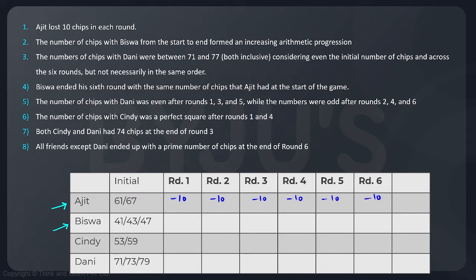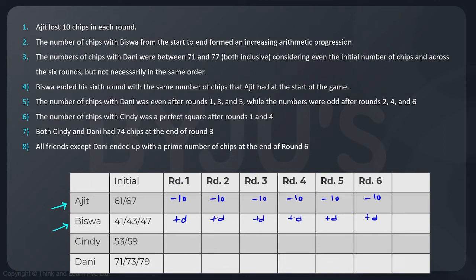The number of chips with Biswa from the start to end formed an increasing AP. So for Biswa, it is an increasing AP. That means they increased by some number, let's say D here. Then it again increased by the same number here, because that's what an AP is. Every time you have the same common difference, and because it's an AP, it is increasing by the same common difference.